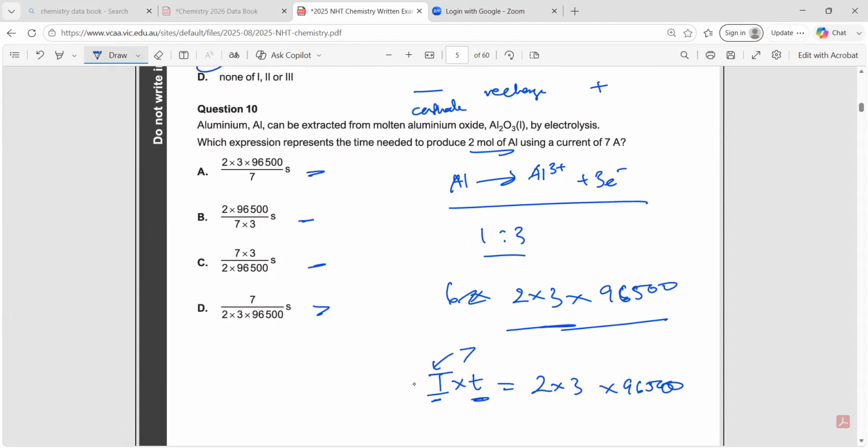Sorry, I kind of forgot how to do it, but I think that sounds right. So F equals I times T or something, or like the Faraday's charge. I forgot what to put here. But yeah, so it should be T equals 2 times 3 times 96,500 divided by 7, which is A.